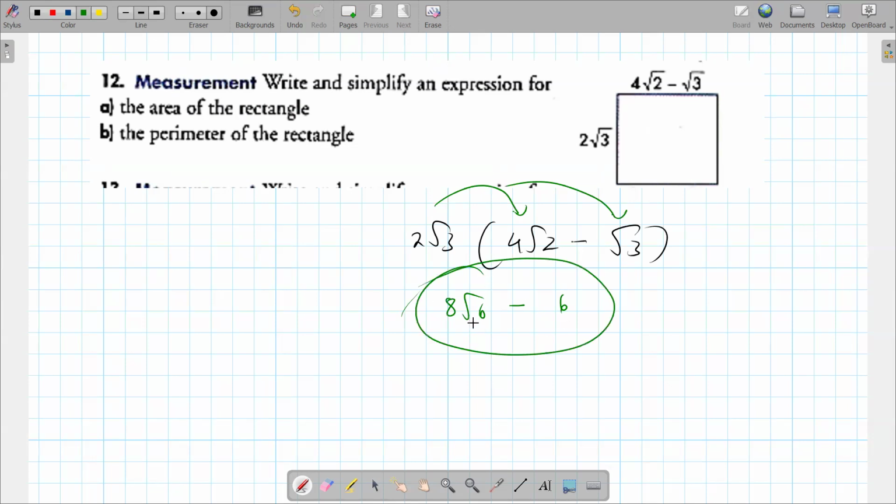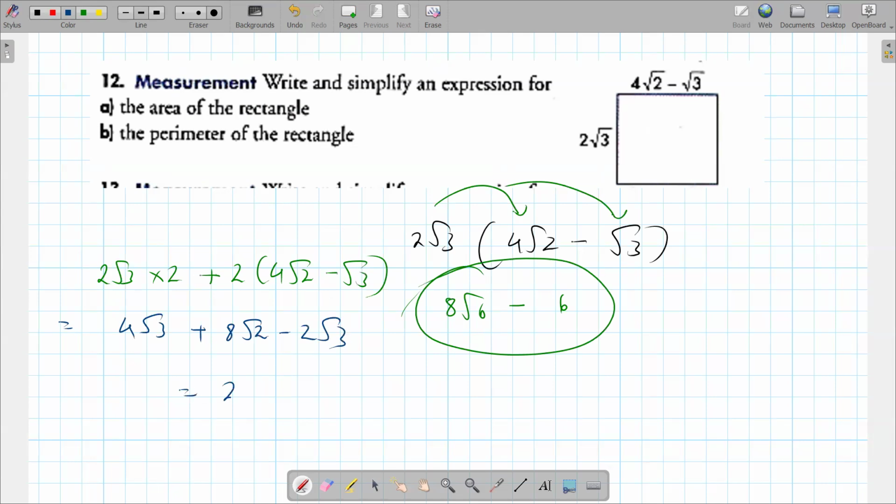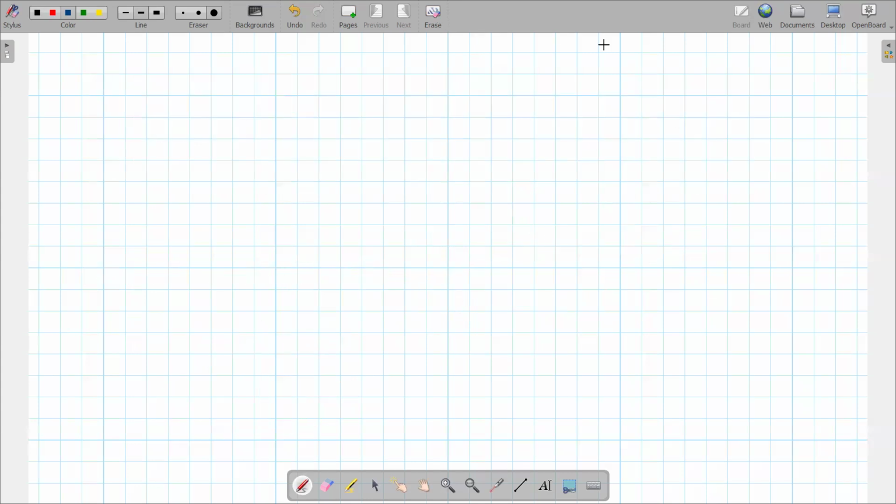Done. The perimeter, well, you just multiply the two side lengths by 2, or you add them to themselves. So you get 4 root 3. Again, this is very simple. 8 root 2 minus 2 root 3. So the answer will be 2 root 3 plus 8 root 2. That's it. Very simple.